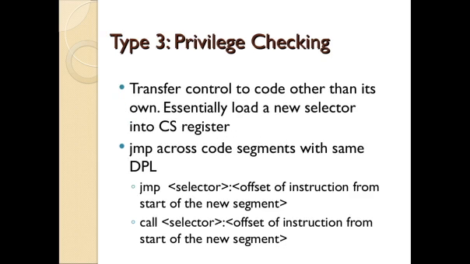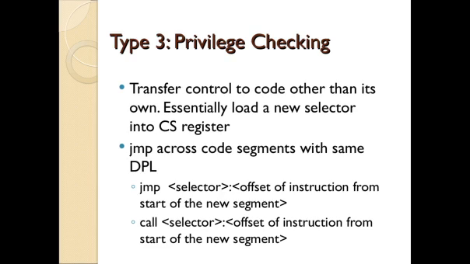Third checking is the privilege checking for control transfer. When we are jumping from one segment to another segment, the second segment where we are jumping should be in the same code, it should not be outside the code part. Only then can we jump to that particular instruction. So, transfer control to code other than its own, essentially loading a new selector into the CS register.